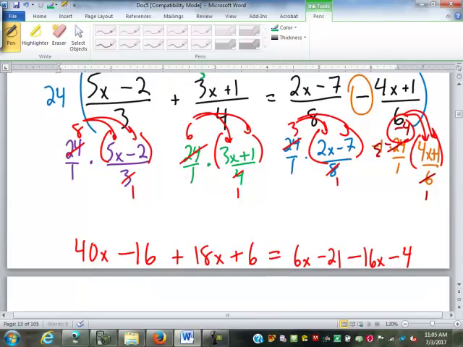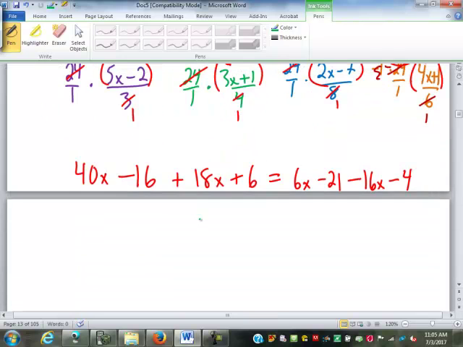Now I'm going to combine on each side. On the left over here, I have 40x and 18x make 58x. Negative 16 and positive 6 is a negative 10. Very good. Any questions there so far? Okay. There's a lot of steps here. This takes a long time.